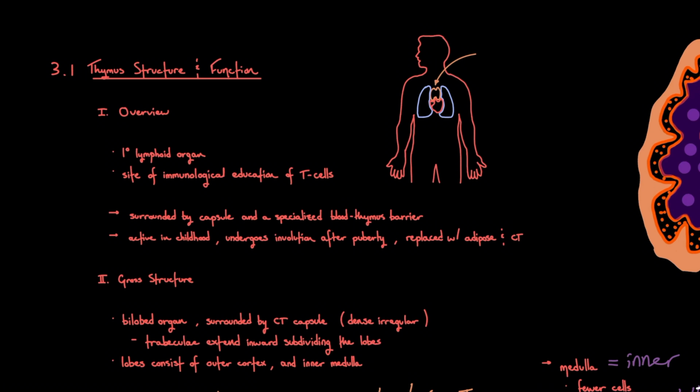So this is 3.1, the first video of Unit 3, talking about the thymus, its structure, and its function. So what's the breakdown here? Well, let's talk about Unit 3 in general. We're concerned with T cells, where they come from. We'll talk about their development and the different classes of T cells.